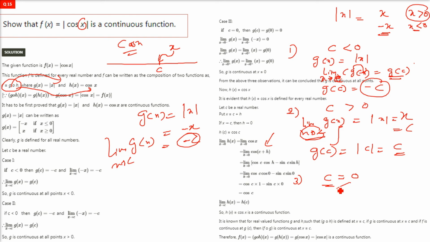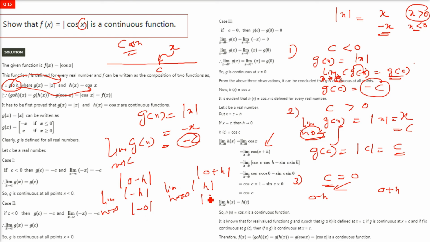Now the third one, c is equal to 0. Now c equals 0, we have to go left and right. That is 0 minus h and 0 plus h, left hand limit and right hand limit, both you have to take. So 0 minus h is minus h, 0 plus h is mod h. Okay. So when you take the limit h tends to 0, in both the cases you will get 0 only, because mod of anything negative will be positive, because mod of x for x less than 0 is minus of x. I showed you already. So both the cases you get 0. So left hand limit equals right hand limit.